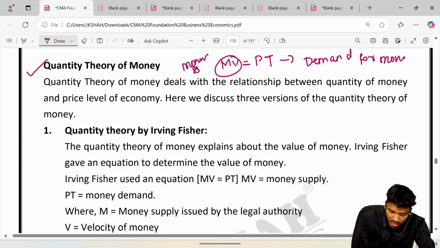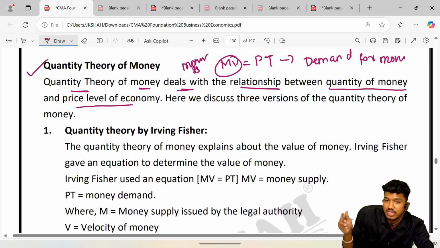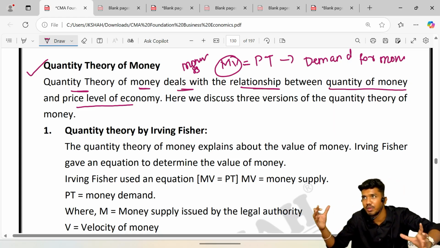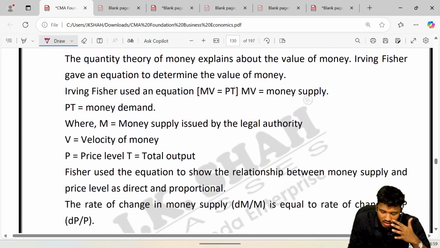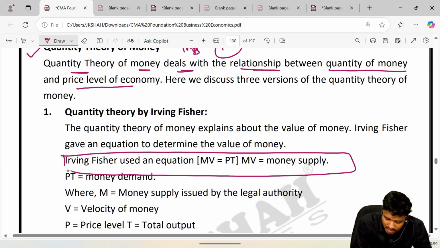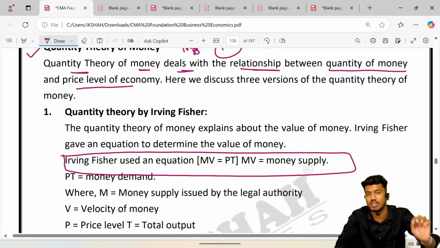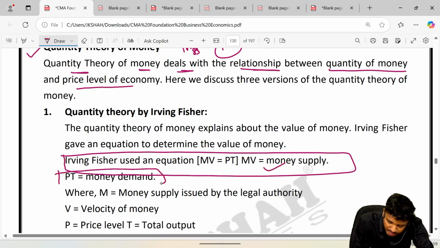Demand for money. The quantity theory of money deals with the relationship between the quantity of money and the price level of the economy. There is a relationship explained by Irving Fisher between the quantity of money and the price level. What is the relation between them? I'll make you understand, and then we'll move forward. The equation of Irving Fisher is MV = PT. Please keep this equation firmly in your head. Please make sure that you are fit with this equation, MV = PT. MV is nothing but money supply, and PT is nothing but money demand, or demand for money.